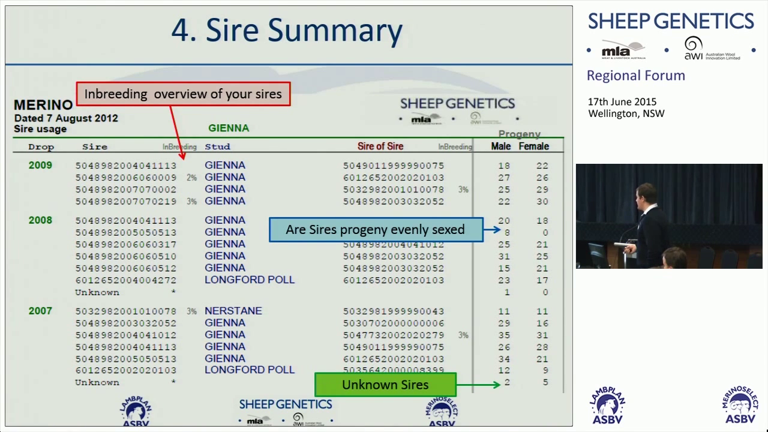And I think lastly, unknown sires. If we've got these ones down here where we don't know who their dads are, we're not able to properly measure how their performance might be sitting versus where it actually is. So we really need to know as much about the pedigree as possible.